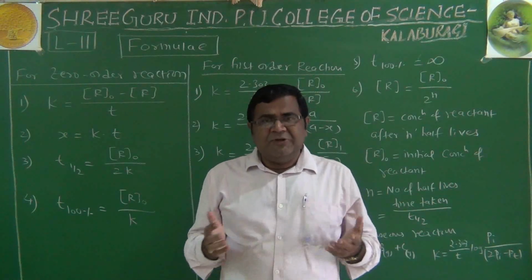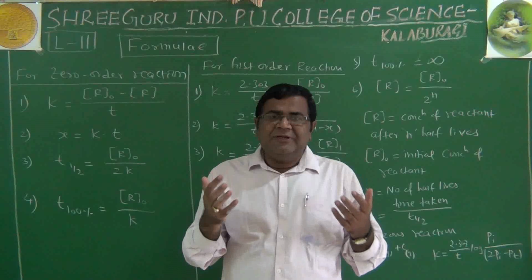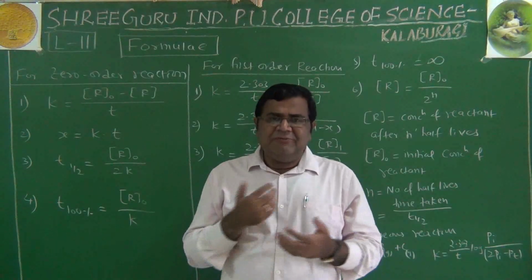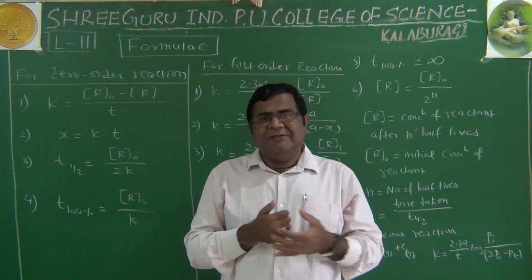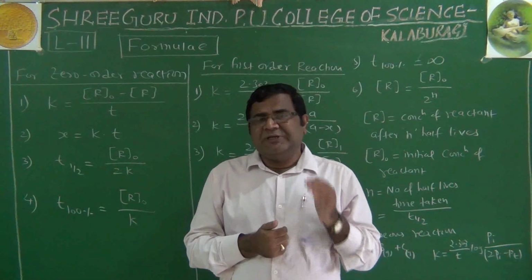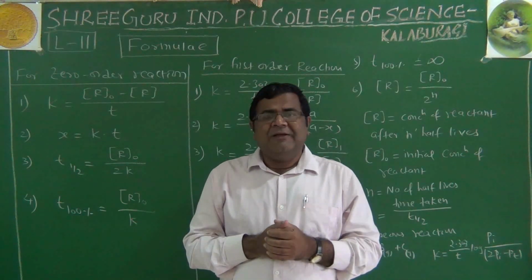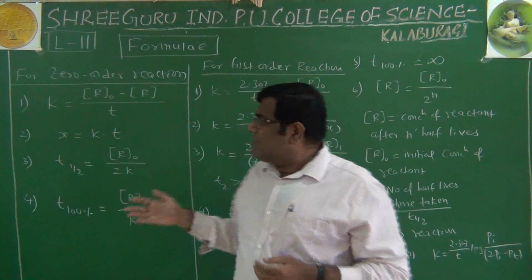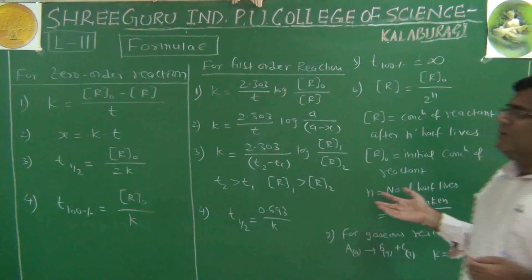The derivation itself is not difficult. We have to start with the integrated rate equation, and we will automatically get the half-life period if we substitute the condition of what we mean by half-life period. Now there are some formulas which we have to use.